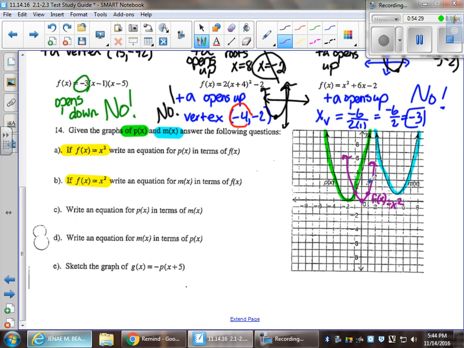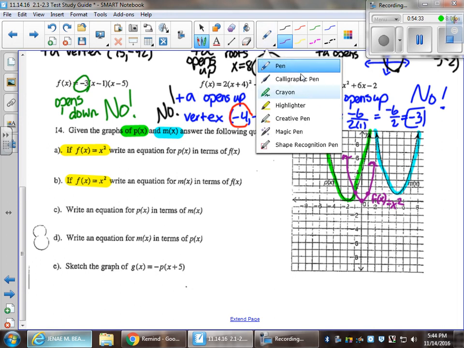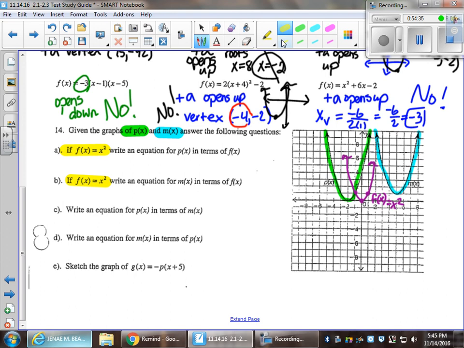Okay, so I drew in my own f of x equals x squared. Now we're in good shape to start comparing. That one is yellow. Write an equation for P of x, my green one, in terms of f of x. So notice I'm completely ignoring blue. Who cares about M of x right now? We just care about how I write P of x starting at f of x equals x squared.